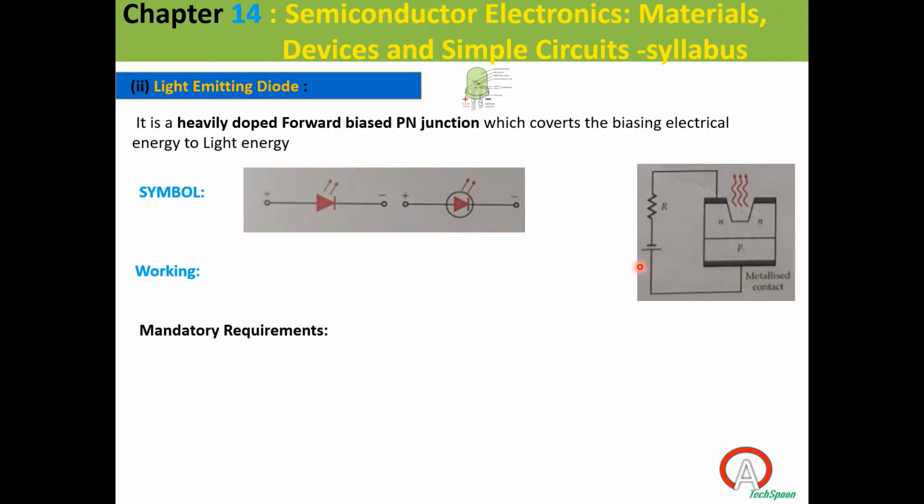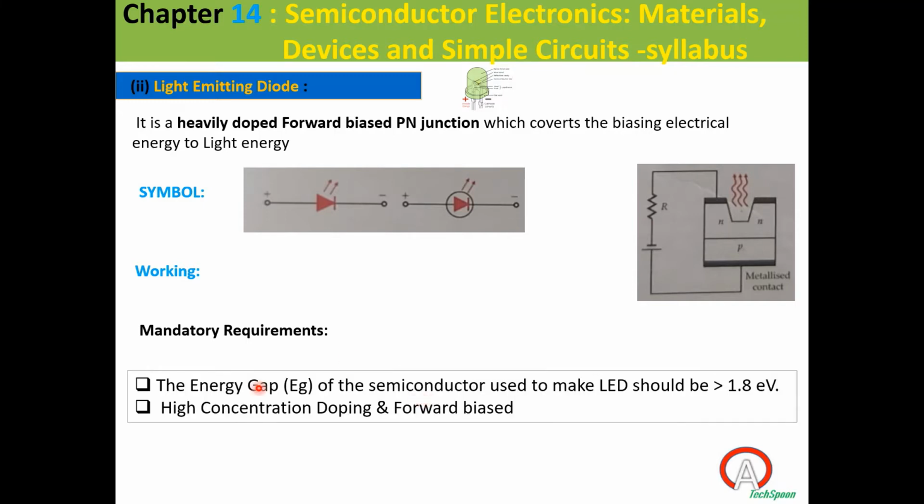So we have certain mandatory requirements for a light emitting diode to work. What are they? First important thing is the energy gap, that is EG. The energy gap is the energy difference between the valence band and the conduction band of the semiconductor used to make this PN junction of the LED, and it should be greater than 1.8 electron volt. That is the first condition. Why it should be greater than 1.8 electron volt, I will explain.